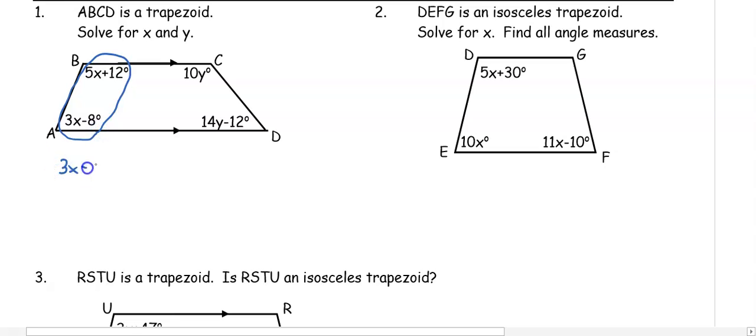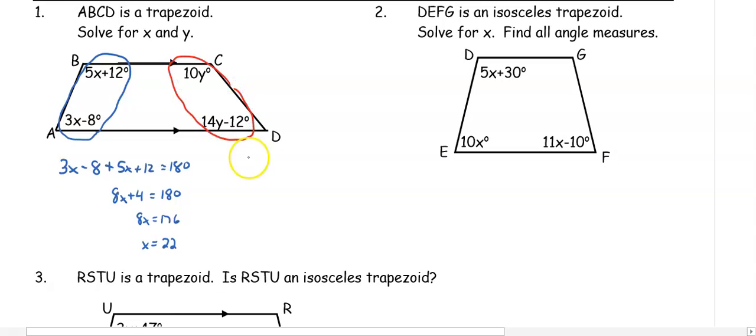So we have 3x plus 8 plus 5x plus 12 is equal to 180. We combine like terms and get 8x plus 4 is equal to 180. We can subtract 4 on both sides, and we get 8x equals 176. When we divide by 8, x is 22. Now we can do the same thing to solve for y, because it's one angle from each base, so they need to be supplementary.